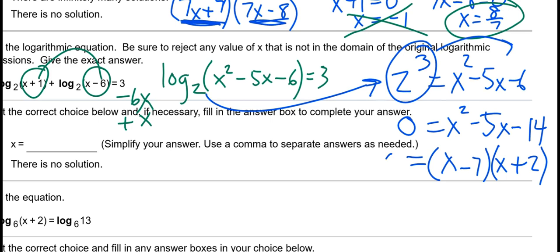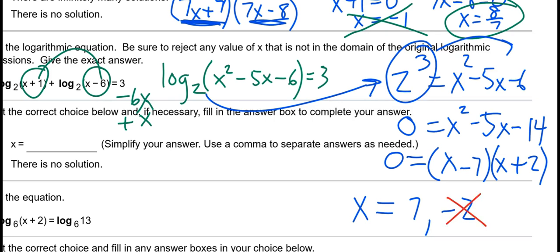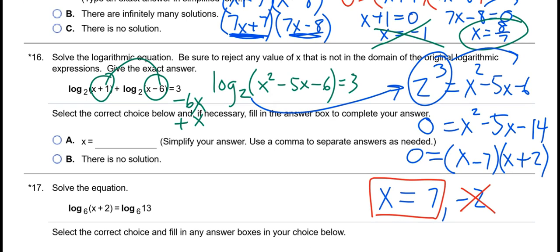We didn't have to do any Berry method stuff. We could think of our basic normal factoring. Things that multiply together to give us 14, whose difference is negative 5. So what are the two possible answers? 7 and -2. And what do we know about the negative 2? It can't be a good answer. 7 is the only one that works. If you don't believe me, go back and try to plug in a negative number into that logarithm expression up there, and you'll find out it doesn't work at all.